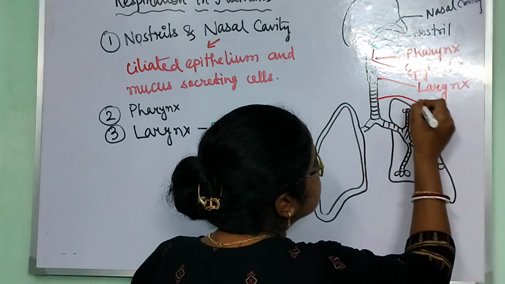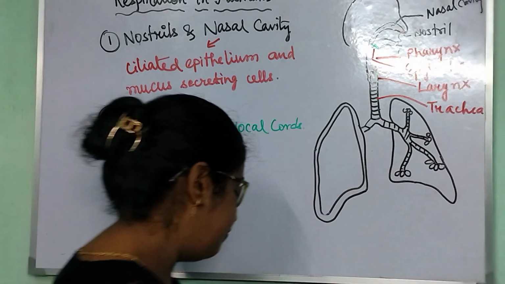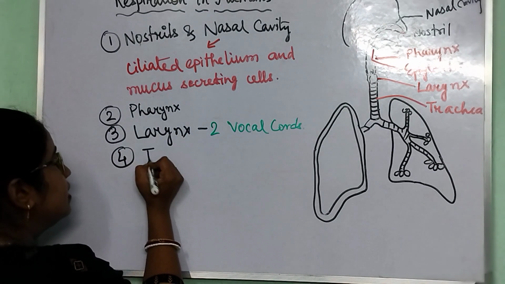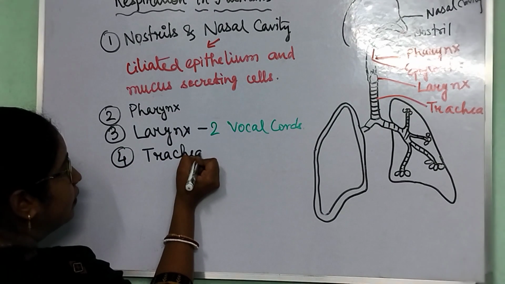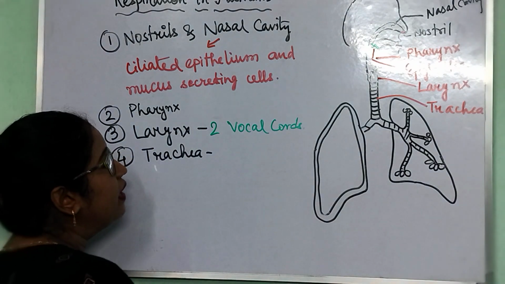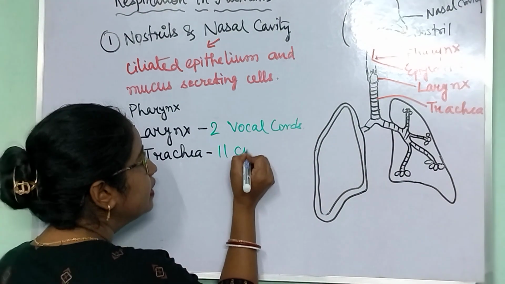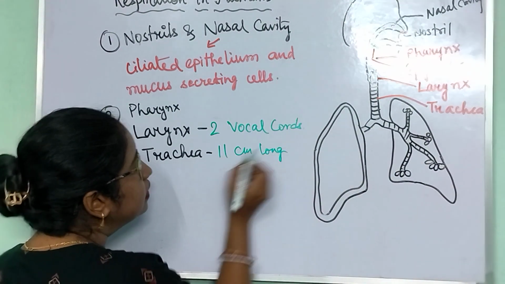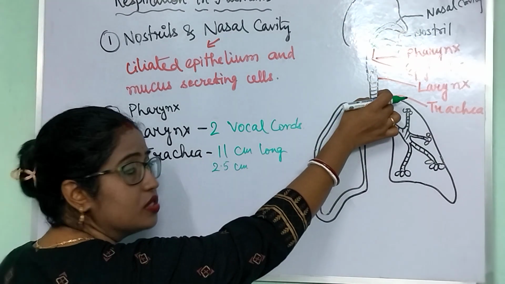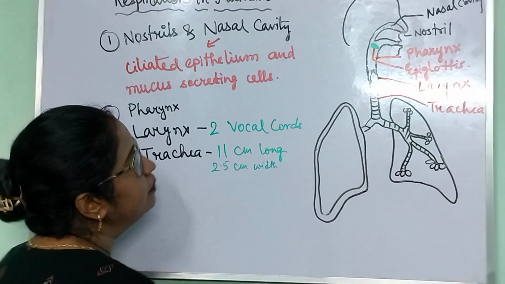So this pipe-like structure is known as trachea. This is the fourth part of our respiratory system. The trachea is nearly 11 centimeters long and 2.5 centimeters in width.